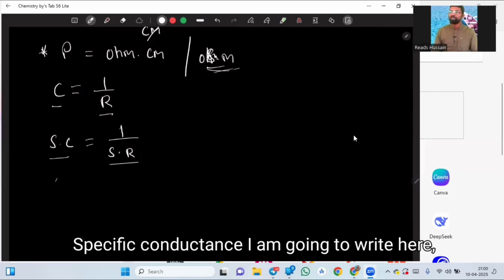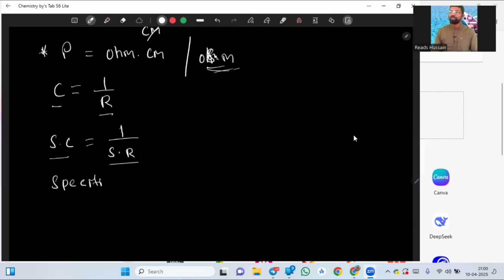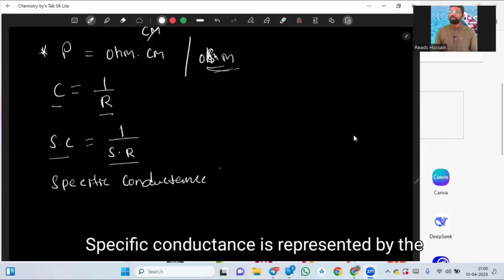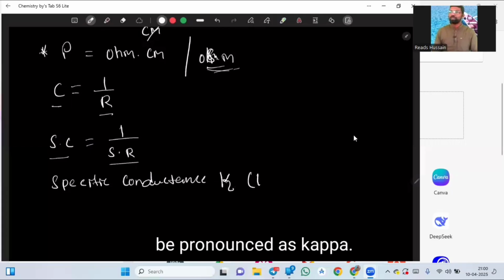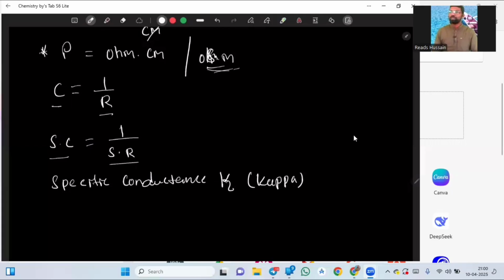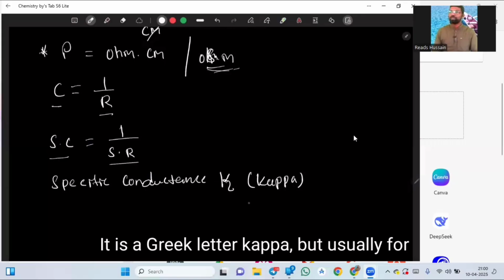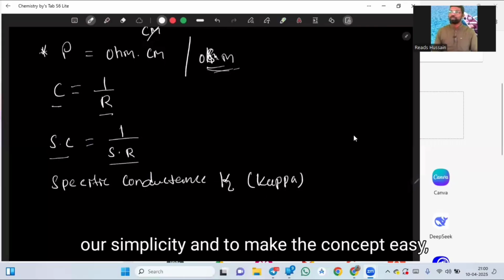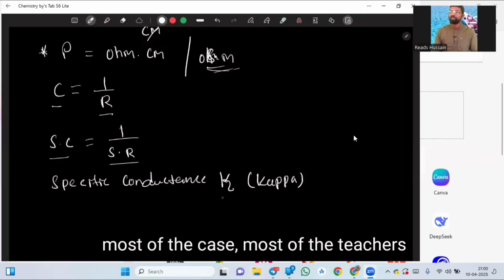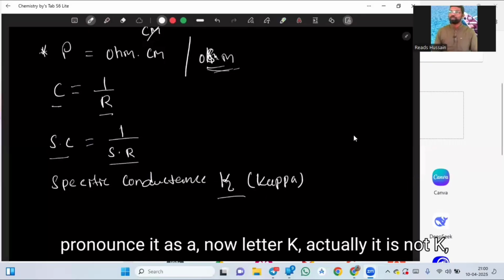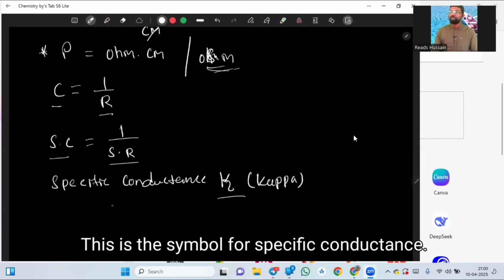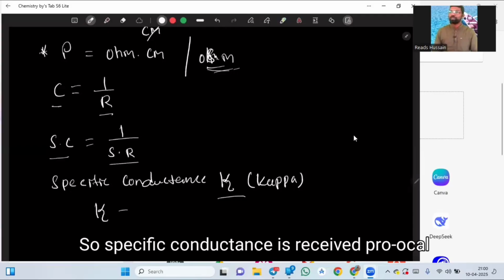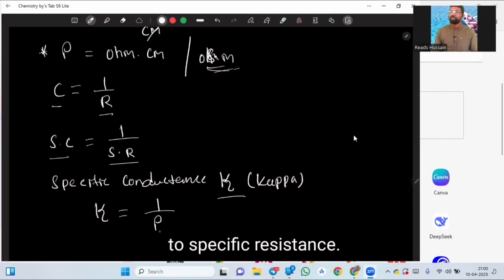Specific conductance, I am going to write here, you also can note down. Specific conductance is represented by the symbol K. Actually, it's not K, it should be pronounced as kappa. It's a Greek letter, kappa. But for our simplicity, most teachers pronounce it as a letter K. This is the symbol for specific conductance, which is reciprocal to specific resistance.